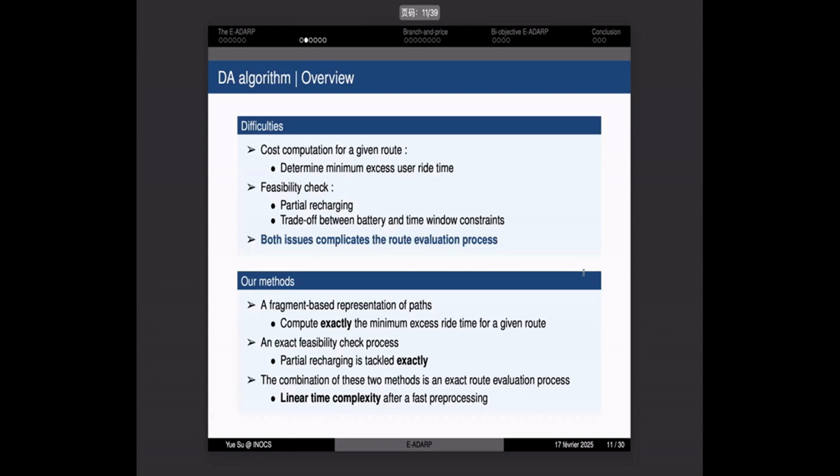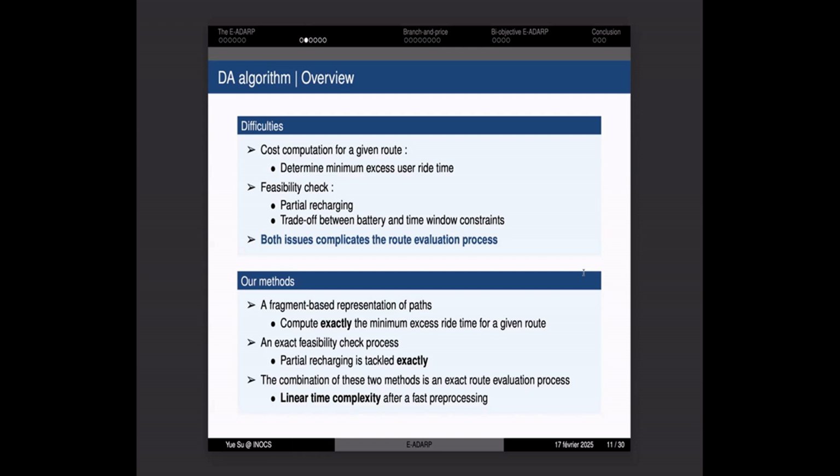So let's talk about the deterministic annealing algorithm. In the design of an effective heuristic to solve the EADARP, there are 2 main difficulties. The first difficulty is how to do the cost computation for a given route, because we need to compute the minimal excess user ride time. However, in the literature, there is no method that can handle it. And the second difficulty is how to do the feasibility check in case a neighborhood solution contains a recharging station, because we need to consider the partial recharging as a trade-off between the battery and time window constraints. Both of those issues complicate the route evaluation process in the generation of the EADARP neighborhood solution.